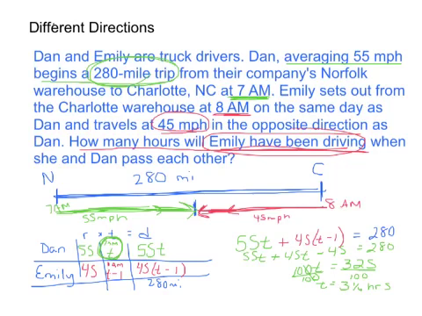At this point, Deanna would have been traveling 3 1/4 hours. Emily travels for an hour less. So Emily travels for 2 1/4 hours. In other words, 2 hours and 15 minutes.